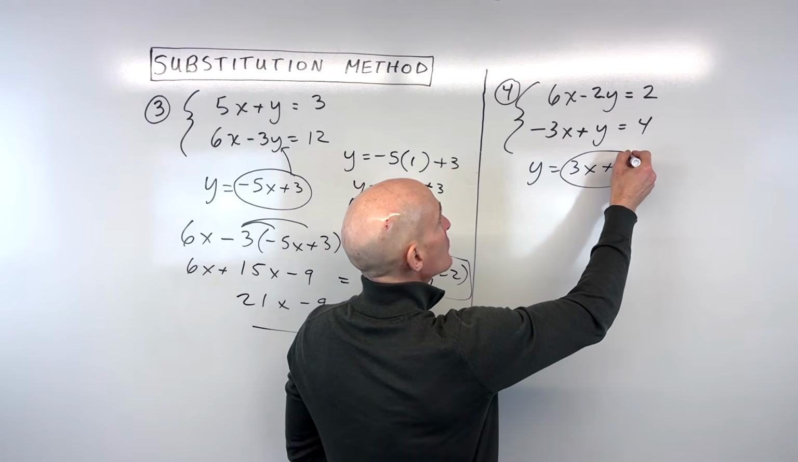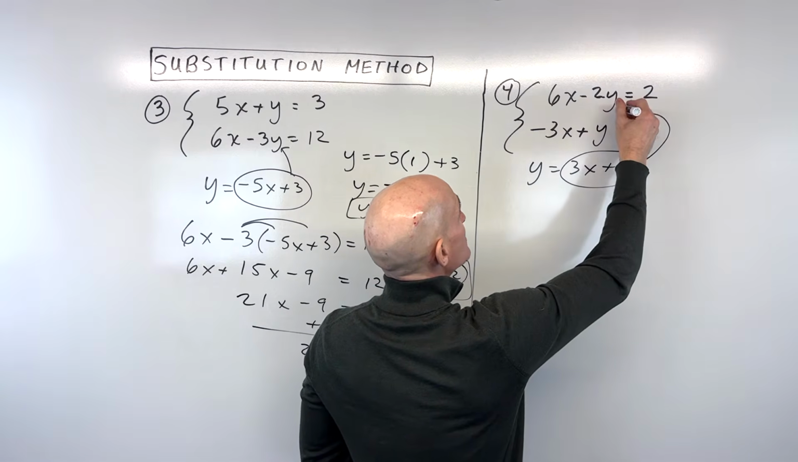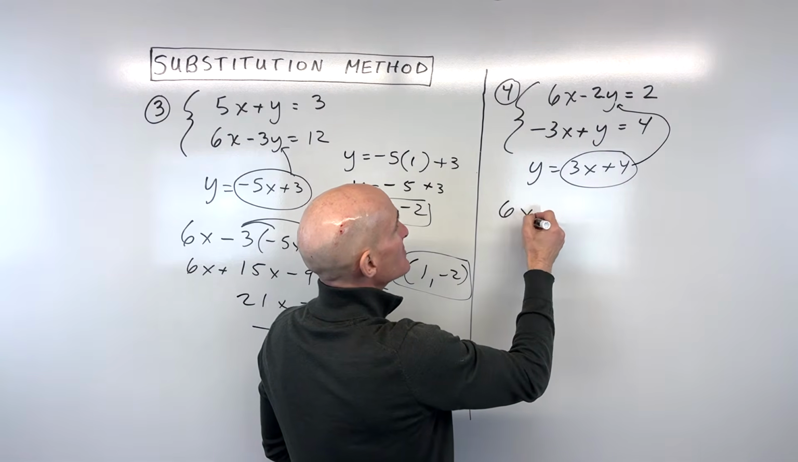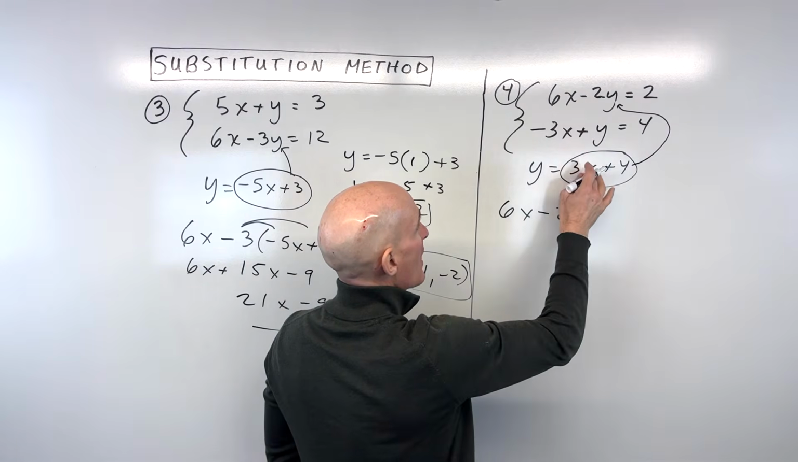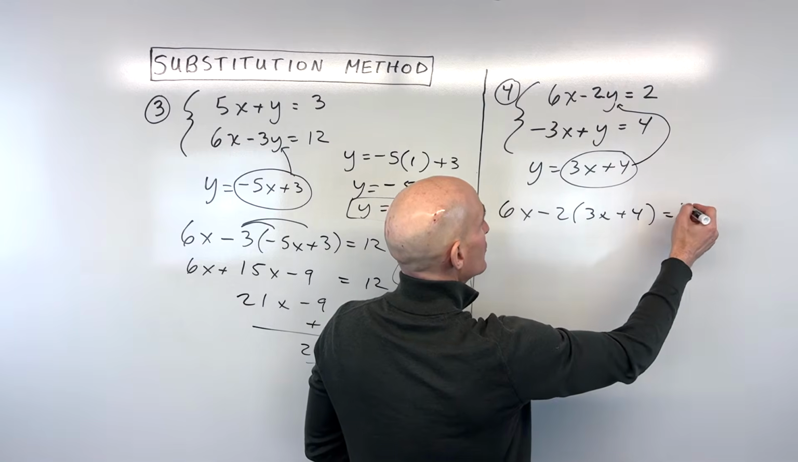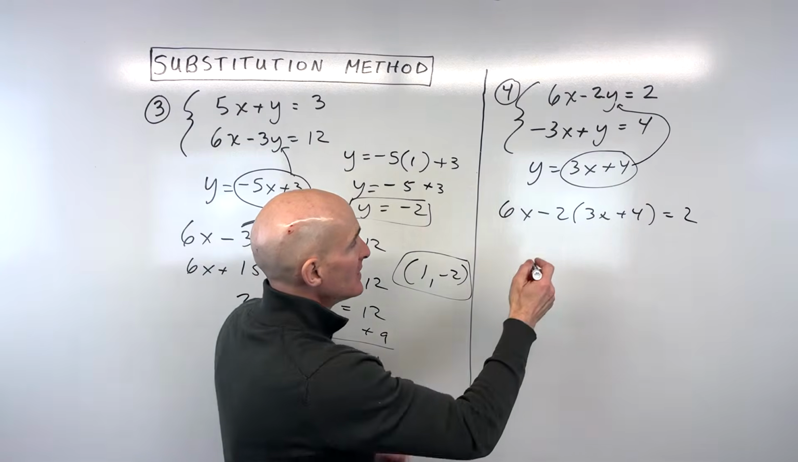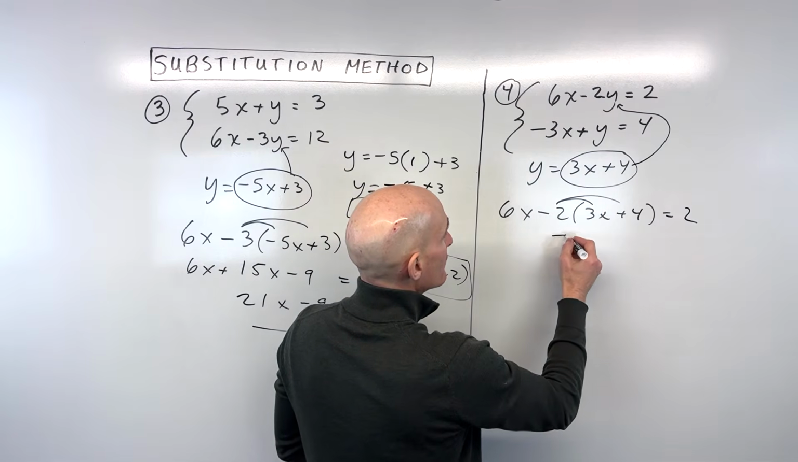Now we know what y equals. Where do we put it? This y or this y? This top one, right? Because that's the equation we haven't worked with yet. So we have 6x minus 2. Instead of y, we're going to put what y equals. That's 3x plus 4, and that's going to equal 2. All right, so now we just have one variable, one equation. How do we solve it? Just like normal, simplify first.